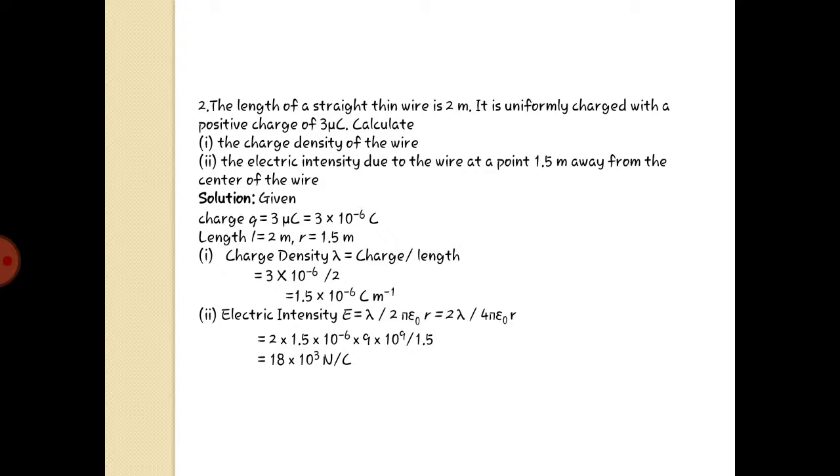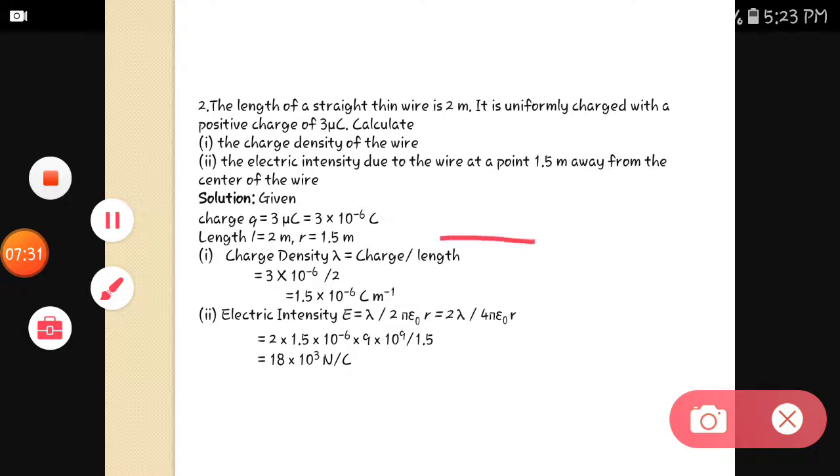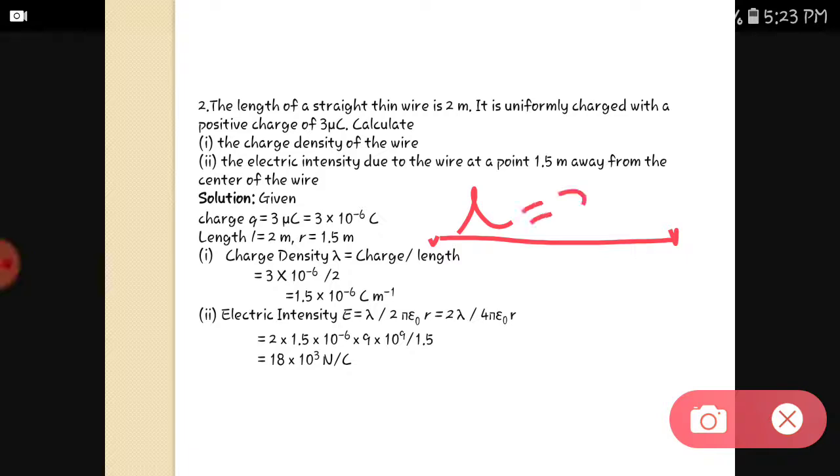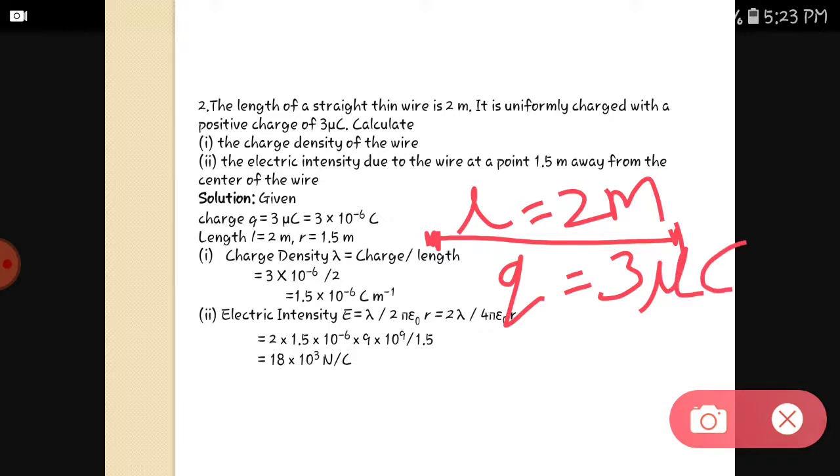The length of a straight thin wire is 2 meter. It is uniformly charged with a positive charge of 3 microcoulomb. We'll draw a diagram. A straight thin wire is there having length 2 meter. It is uniformly charged, and the charge is 3 microcoulomb. We have to convert it into coulomb. Alright, we'll do that. What are we going to find out?